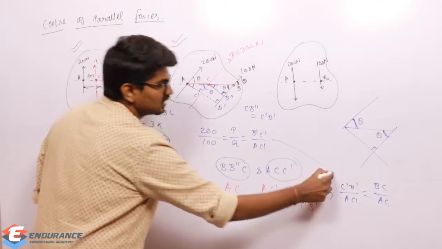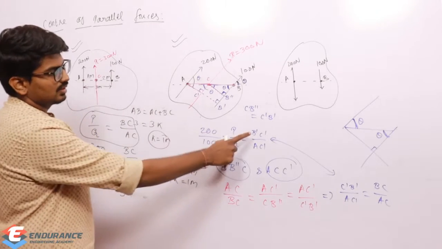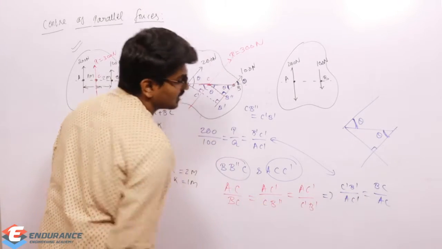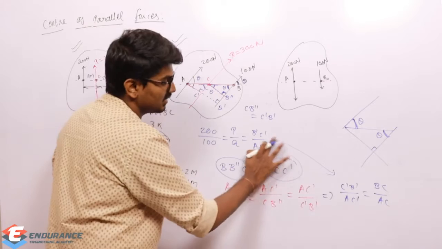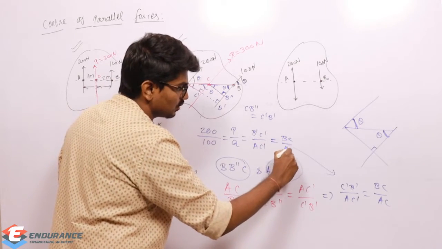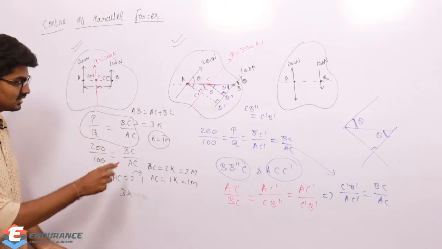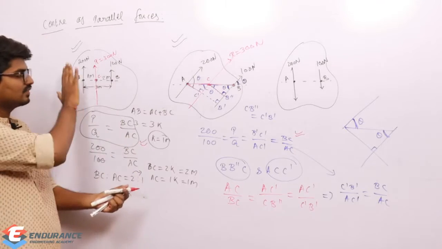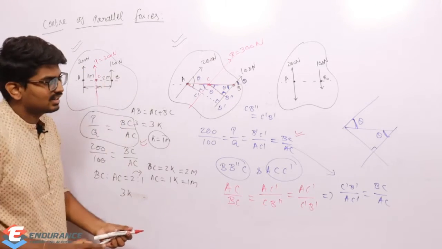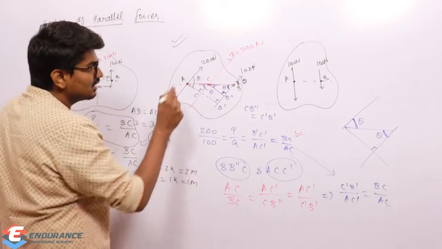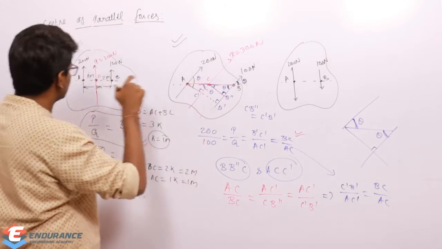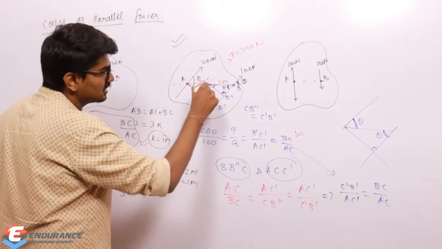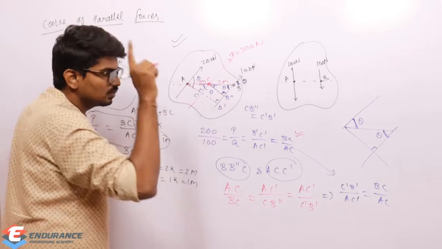Now compare this. B dash C dash by AC dash is equal to what? BC by AC. So what can I conclude? I'm getting the same equation as that of our first case. Even after twisting it, even after rotating it by an angle theta, I'm getting the same equation, which means still the distance between A and C will be, what is the distance I got? 1 meter, and C and B will be 2 meter. So still the resultant is passing through the same point.